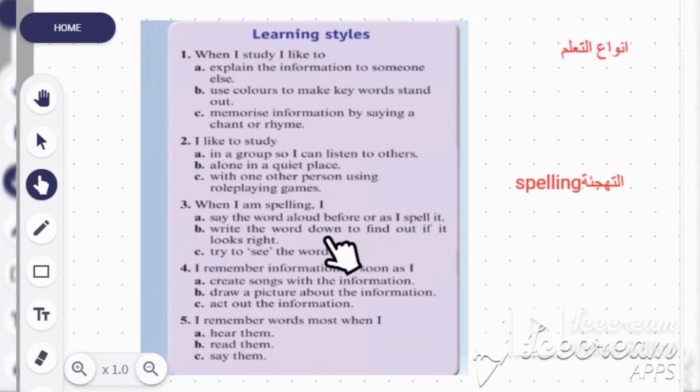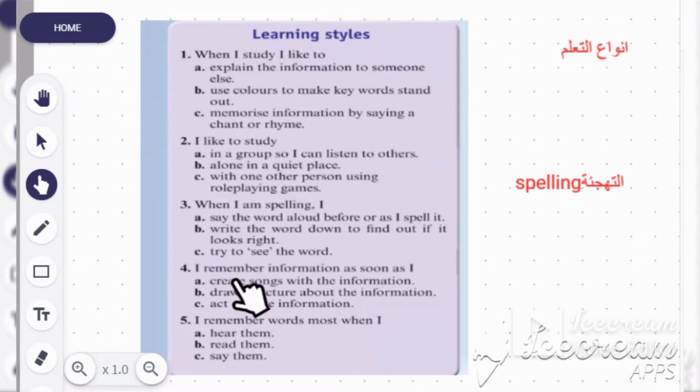Write the word down to find out if it looks right. Or try to see the word. How do you spell? Spell by saying the word, نحكيها, and then remembering the letters, or write. Some people remember by writing. Write them, or try to see it. Maybe try to see it, then I am sure of spelling it.